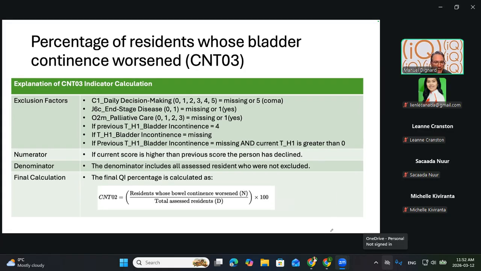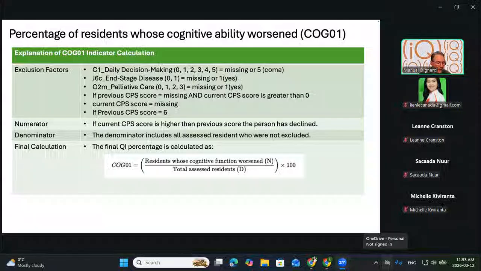Same thing here, okay? Exact same calculations, exact same exclusion factors, right? Where if you were totally incontinent before, we're not going to look at you. You can't get any worse. So if your current score is higher than your previous, you've declined. The exact opposite mirror image as the improved one.